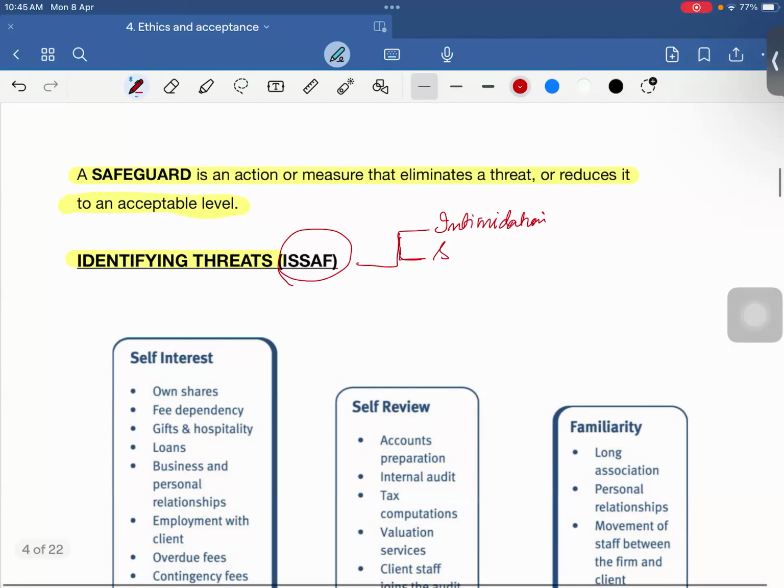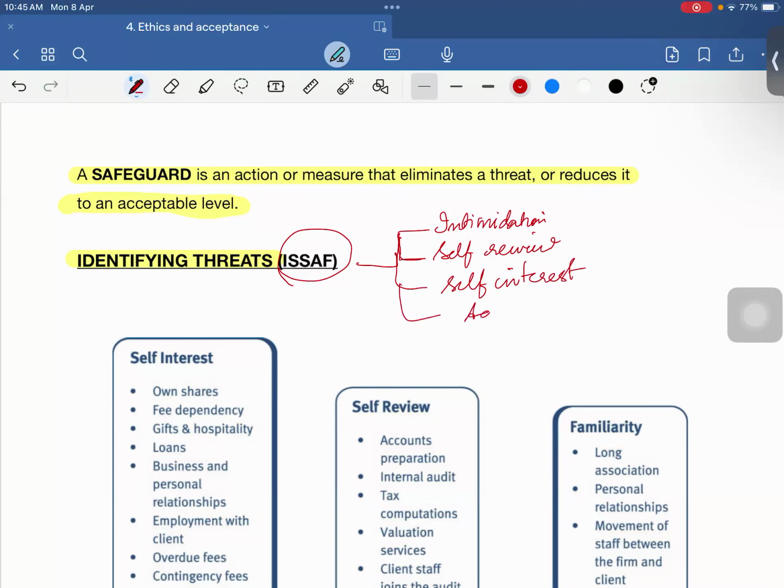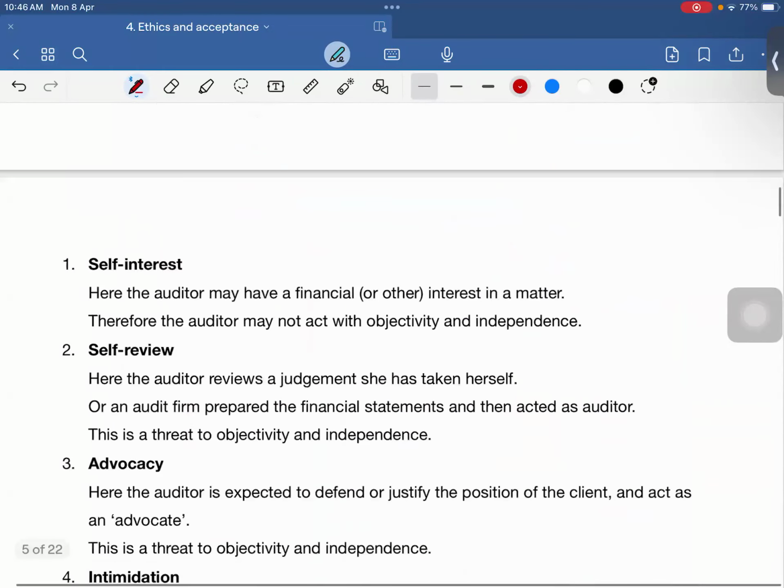And S is self-review. Okay, self-interest. A is advocacy. Okay, and F is familiarity. Clear? So like that, there are 5 threats. Clear? ISAP. We call it ISAP. Now we are looking into each one by one.